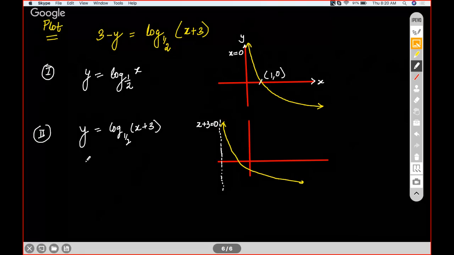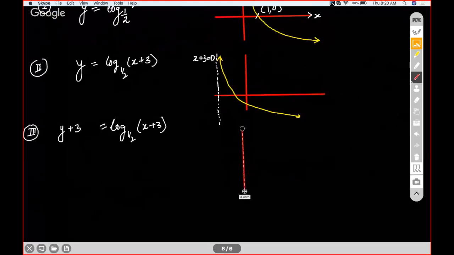Do you want to change the sign of y first, or do you want to do y plus 3 first? Okay, I'll do y plus 3 first. If I do y plus 3 first, then it'll shift down by 3 units. Absolutely. So it'll shift down, to (-2, -3). It'll be coming like this. (-2, -3) will be the point.